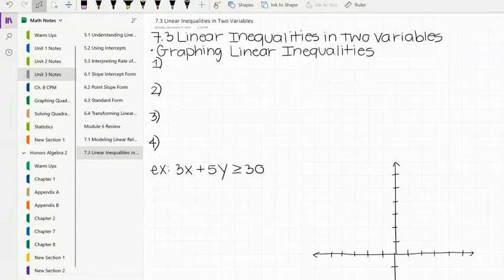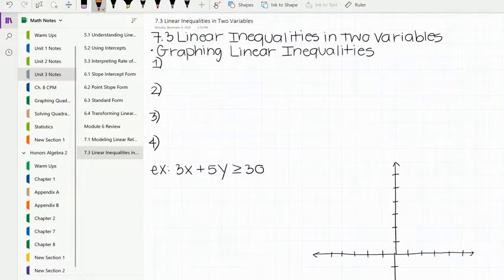So this section is 7.3, which is linear inequalities in two variables. We are going to think of this almost as just graphing lines, but we have a couple extra things that we have to pay careful attention to. So we're going to go right into graphing linear inequalities.